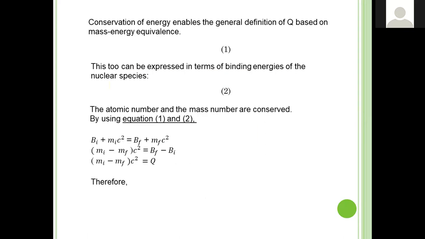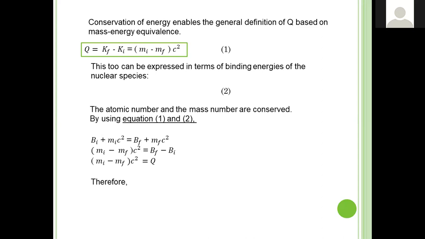So here the conservation of energy enables the general definition of Q based on the mass-energy equivalence. So here I use the equation Q equals the final state kinetic energy minus the initial state kinetic energy, and you still get the initial masses, which are the reactants, minus the final masses, which are the products, times c squared. These two can be expressed in terms of the binding energies of the nuclear species.